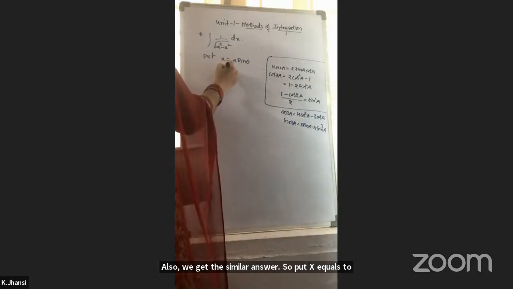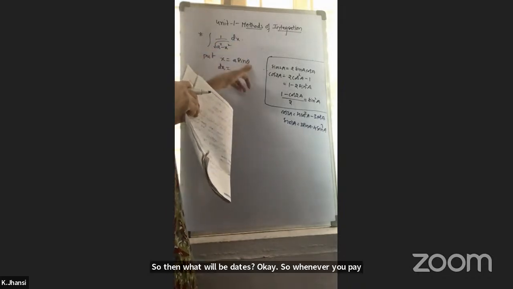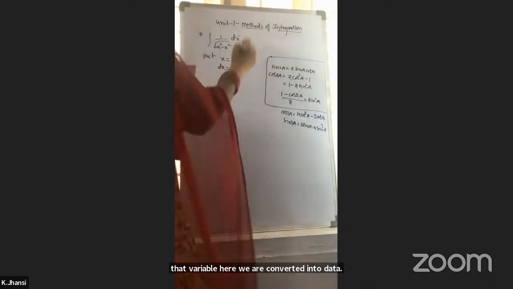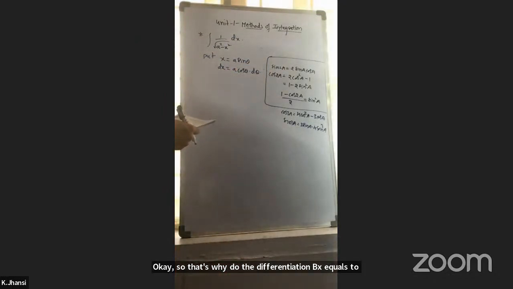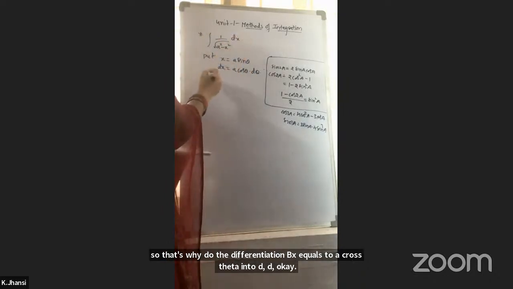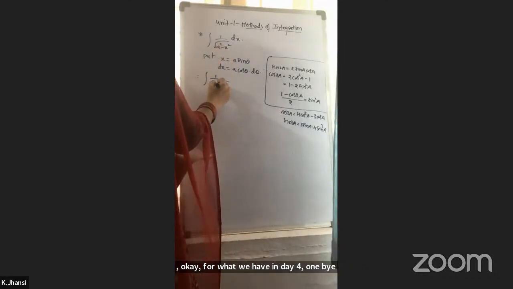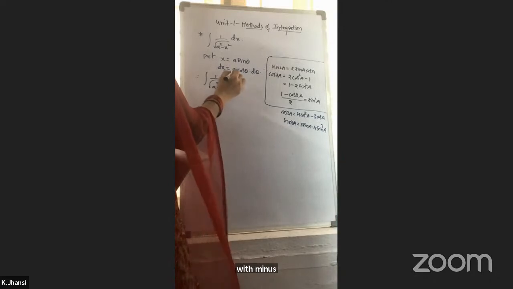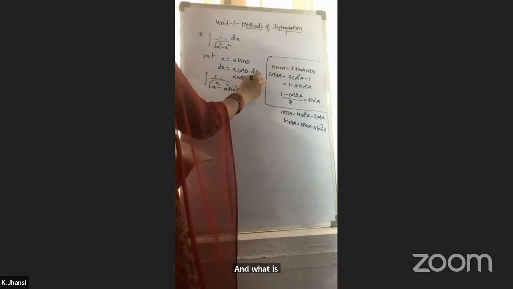So then what will be dx? Okay. So whenever you take it as something, compulsorily it should be converted into that variable. Here we are converting into theta. Okay. So that's why do the differentiation: dx equals to a cos theta into d theta. Okay. Now substitute all these values here. So what will happen? Therefore, 1 by root of a square minus x square means a square sin square theta. And what is the dx value? The dx value is a cos theta into d theta.